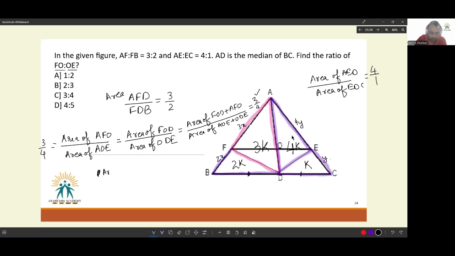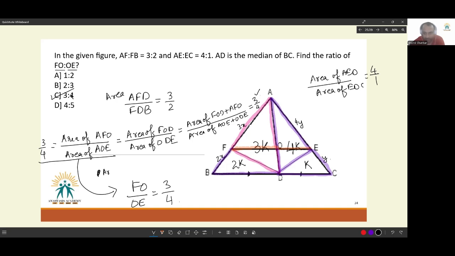Now area of AFO and AOE is in the ratio 3:4. For them, the only thing that is different is the base. The altitude is the same. How are they getting different areas? Because of the base, it implies FO by OE has to be in the ratio 3 by 4, or the answer to the question is option C.